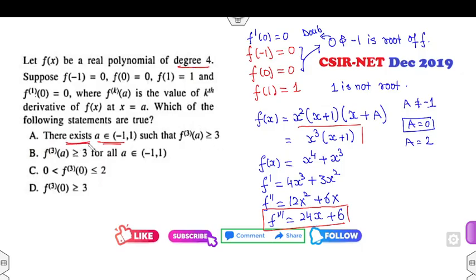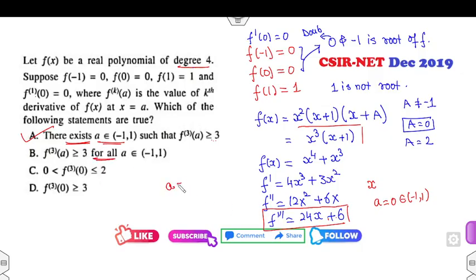There exists. We are not talking about all. So clearly if I choose a as 0, which lies between minus 1 to 1, the third derivative is greater than or equal to 6. That option is correct.